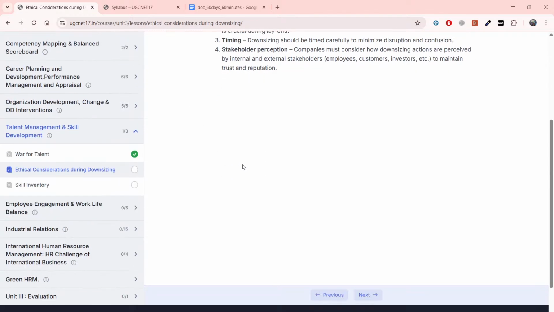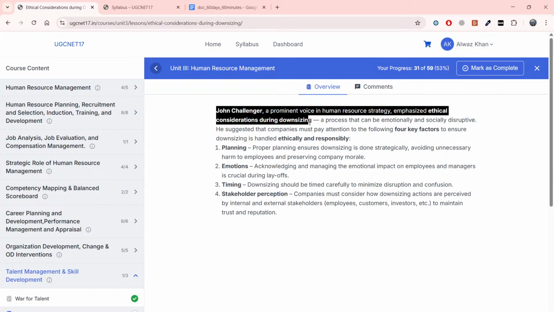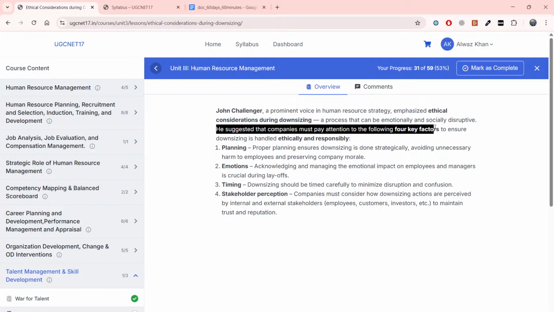Then comes ethical considerations during downsizing. John Challenger, a prominent voice in human resource strategy, emphasized ethical consideration during downsizing, a process that can be emotional and socially disruptive. He suggested that companies must pay attention to the following four key factors to ensure downsizing is handled ethically and responsibly. Planning.